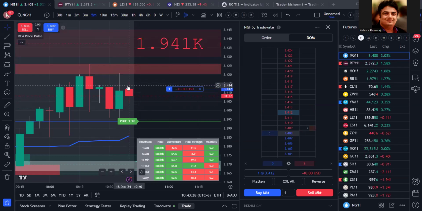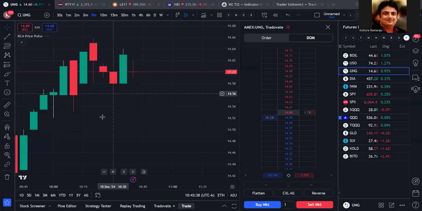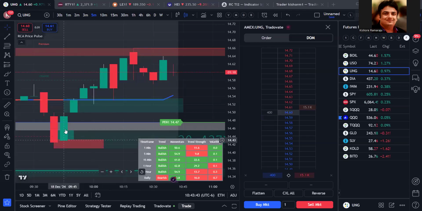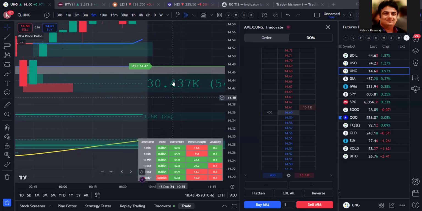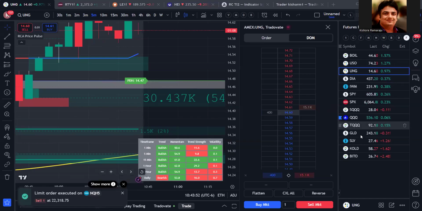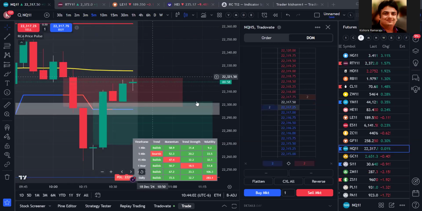So for every futures contract, you also have corresponding ETFs. For example, if natural gas is moving up, your UNG will move up. That is the ETF. That is like a stock. You can buy the stock. So you can see there is a 30,000 buy order block, a 1.5K buy order block. So I just took some small profits on NQ, because if I'm doing trading completely with focus, then I can hold it. Otherwise, it is better to book the profit.